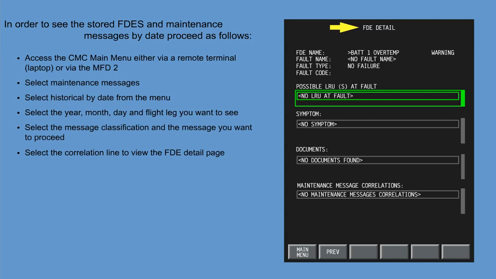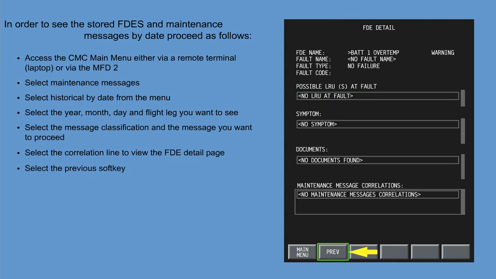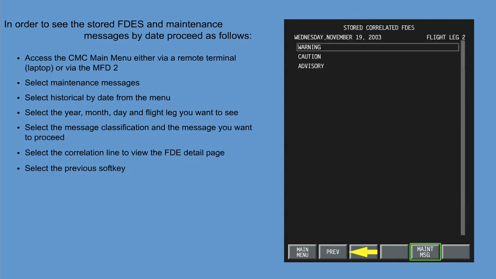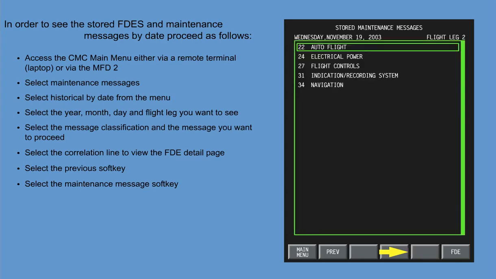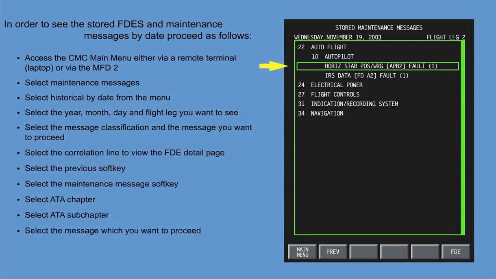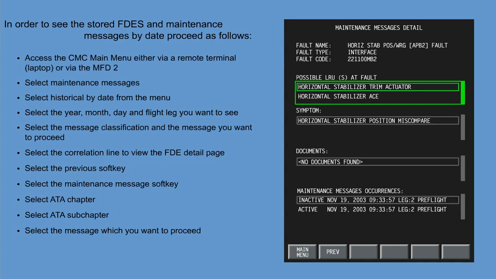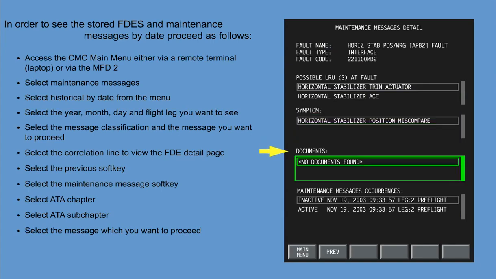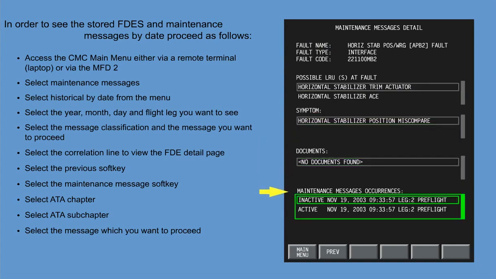In order to proceed, in the stored maintenance messages, select Previous Soft Key, and then Maintenance Message Soft Key to enter the stored maintenance messages. Select ATA chapter and then ATA subchapter. Select the message you want to view the message details, possible LRUs at fault, the symptoms, or the associated documents. The message status, date, time, and occurrence stage will also be shown.